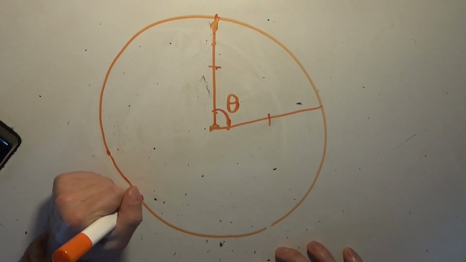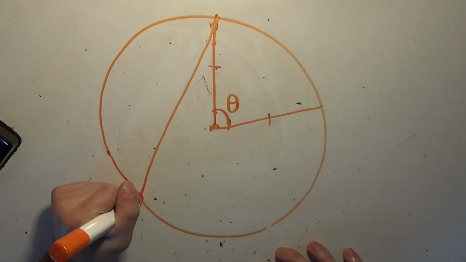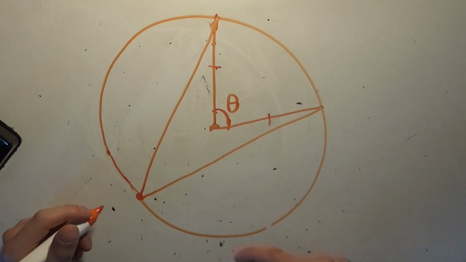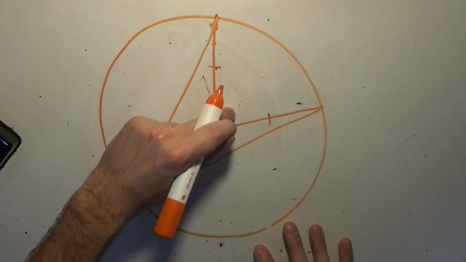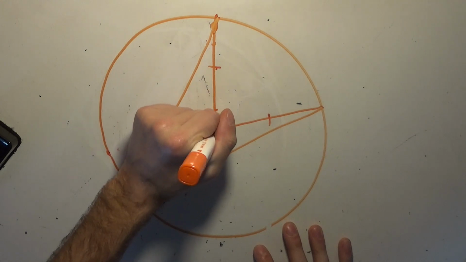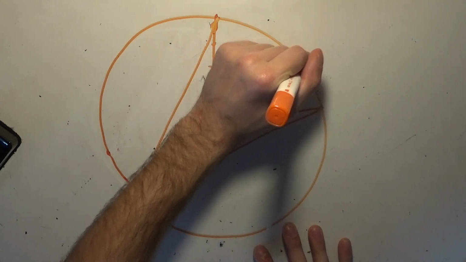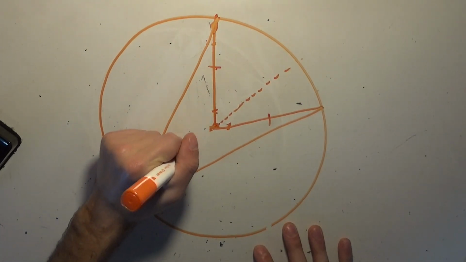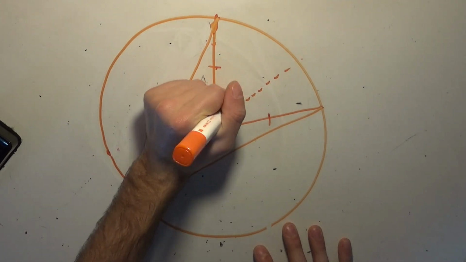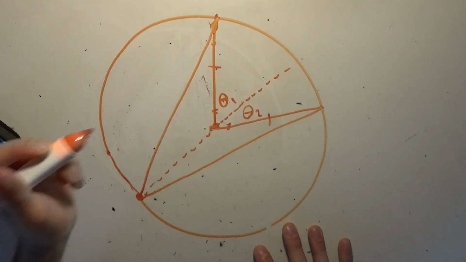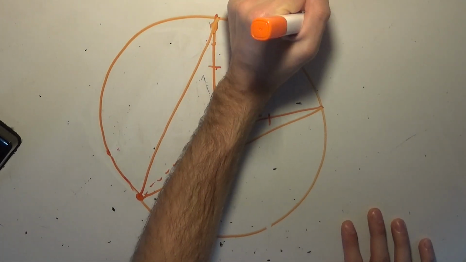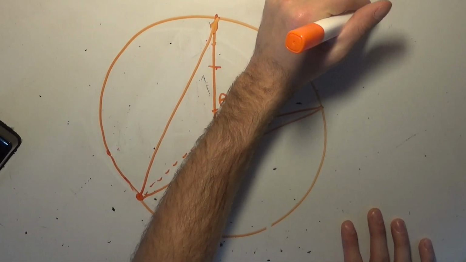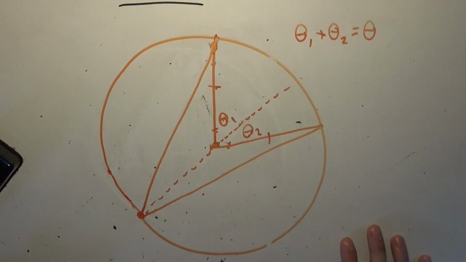So we're going to put this one here, and we're just going to do that, right? And we want to prove that this angle is theta over 2. As it turns out, we can just break theta up into theta 1 and theta 2. And now we know that theta 1 plus theta 2 equals theta, right? So that's what we're saying.